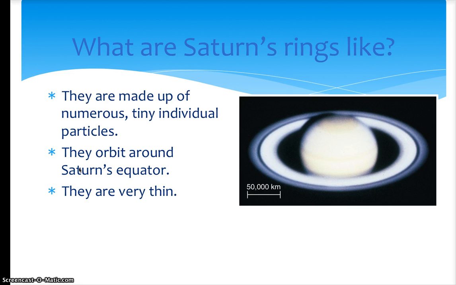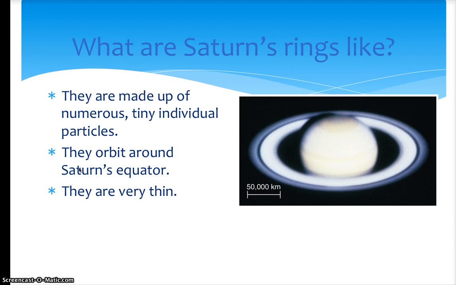They actually are following Kepler's third law, so the closer they are to the center of Saturn, the smaller the radius and the faster they're going. And so they're all orbiting individually. It isn't a solid piece of material.